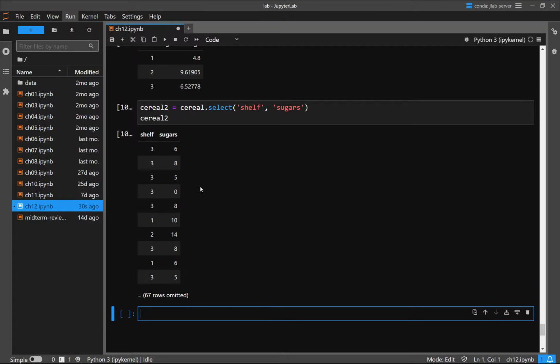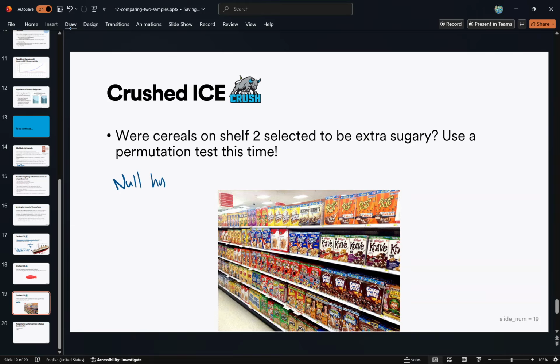So that becomes our alternative hypothesis. Do you see what our null hypothesis would be? Can somebody give it to me? If they were random or not. Yeah, they were just randomly selected off the back of the truck. Good. It didn't matter. It was just completely random. Null hypothesis: the shelf 2 cereals were selected randomly.